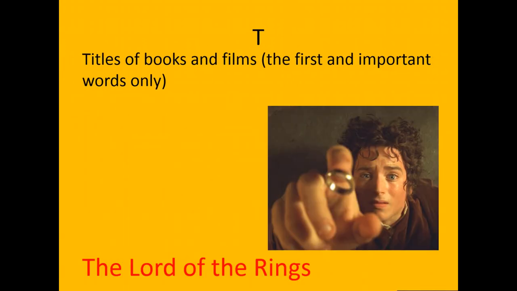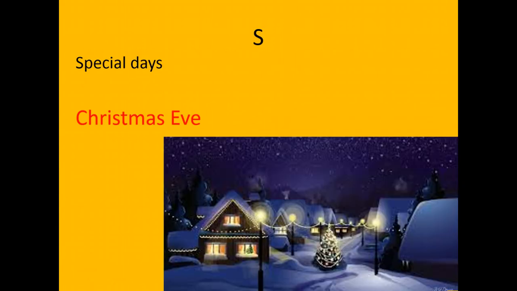T, this is probably the trickiest one. Titles of books and films, but it's only the first and important word. So I chose The Lord of the Rings as a good example. The is the first word of the title. So the first word of all titles needs to be a capital. But in the rest of it, of course, it's only the words that are important, that hold the meaning, that are Lord and Rings. Of the, it's just these little words, and these kind of words that aren't important in a title do not need a capital unless they're the first word in the title. So that one takes a bit of getting your head around.